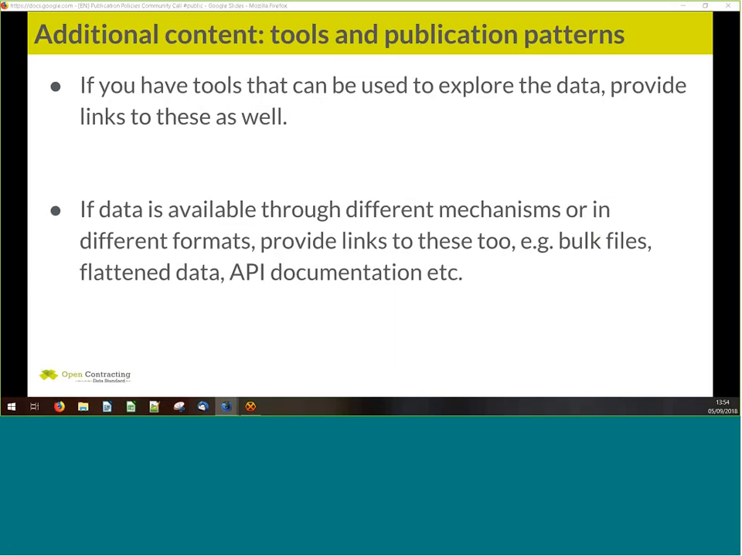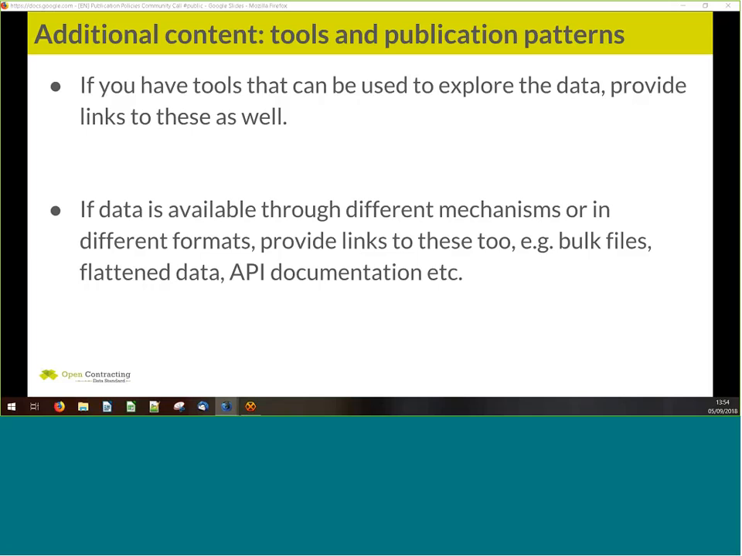The other thing to include is links to the different mechanisms or formats in which the data is available. So again, if somebody's working with a JSON data file, they might follow the link to the publication policy and find out there that in fact there's also flattened data or an interactive API which they can query to get more data. So really just trying to join up all the different ways that users can interact with the data and make sure that they're able to discover those in the publication policy.